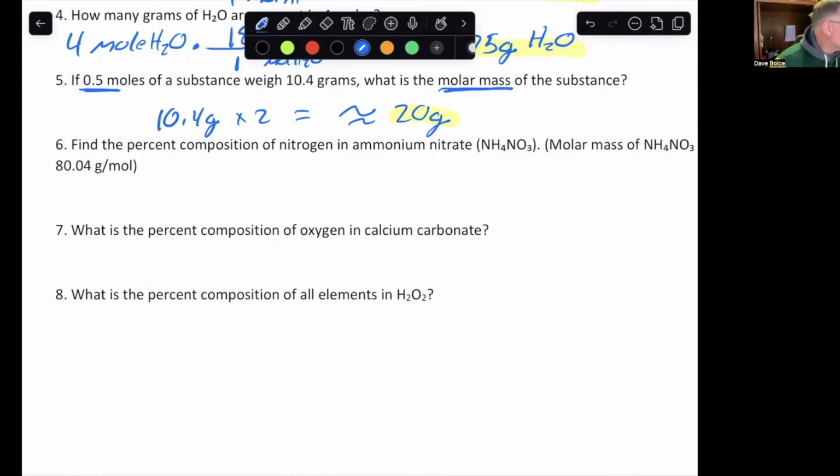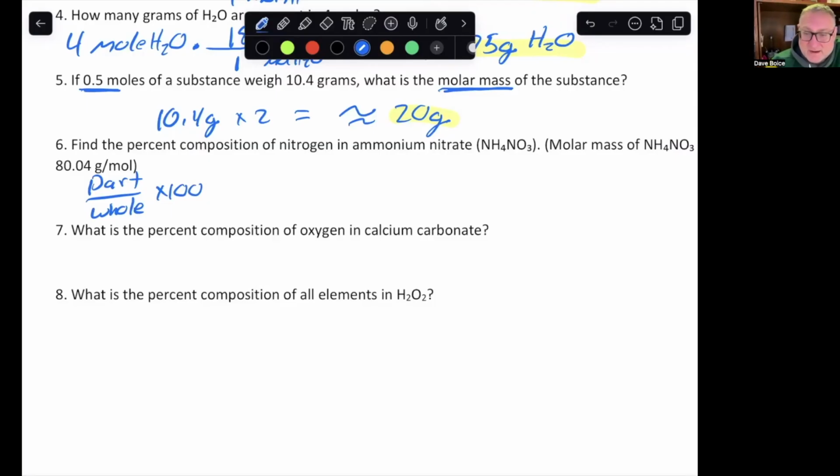Find the percent composition of nitrogen in ammonium nitrate, and it gives you the molar mass of ammonium nitrate, which is nice, because then you don't have to figure it out yourself. So cool. Percent composition, just like most fractions, is part over whole. So you want part over whole times 100. And remember, this formula is in your periodic table formula sheet too.